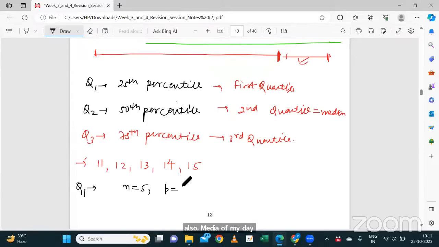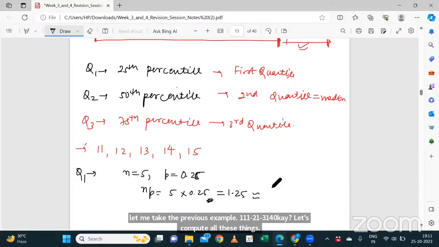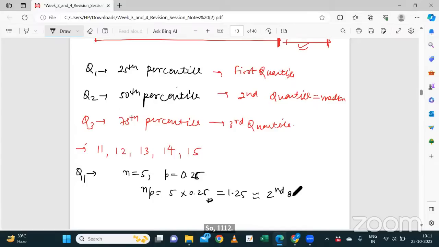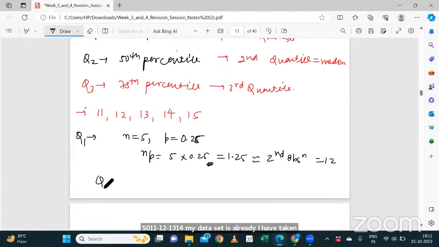0.25. So what is the value of NP here? 5 into 0.25, that means 1.25. That means this is in decimal, so that means the second observation. Second observation is what? 12, right? So my Q1 is nothing but 12.